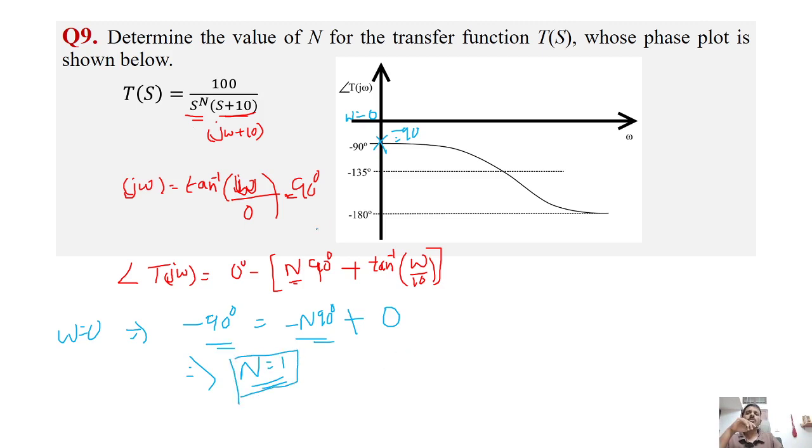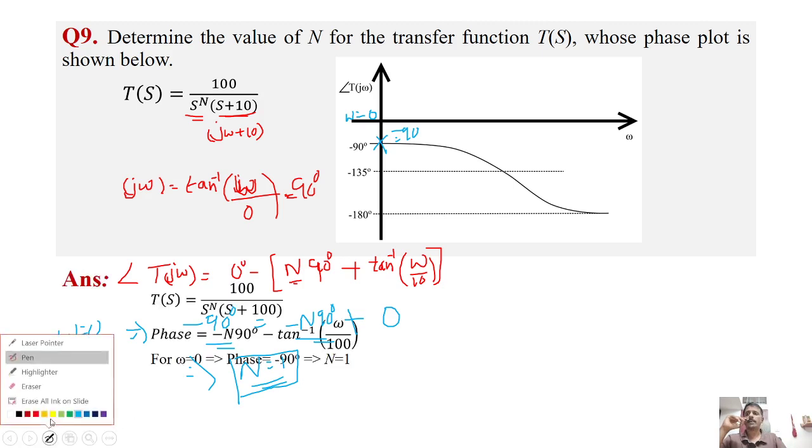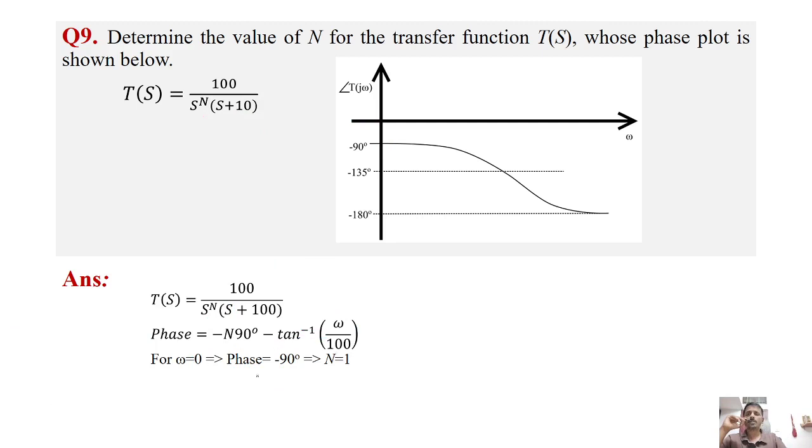So this is how we solve this question. In order to solve it, we first find the angle of this transfer function, then substitute the frequency omega as 0, since we know the value of the phase at omega 0, and we get the value of n. So this is how we find the value of n. I think it's clear to you all. I have written the solution here also.